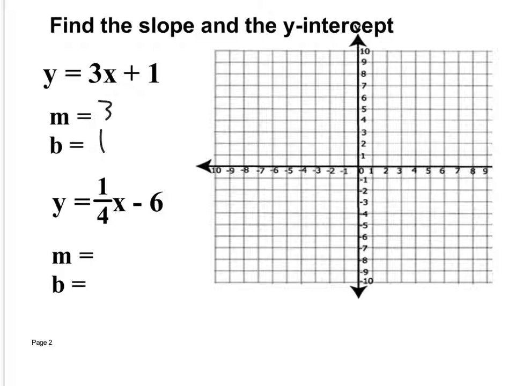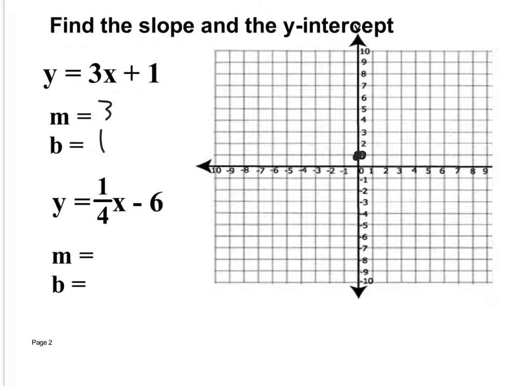Now what I'm going to do is graph this. Sometimes it'll just say graph y equals 3x plus 1. What I do is I look at b first. And I go to that point on the y-axis. So I go to 1 on the y-axis, I put a dot.